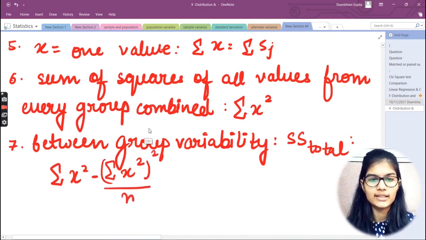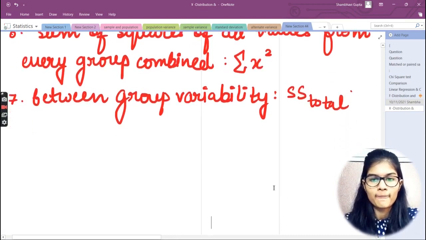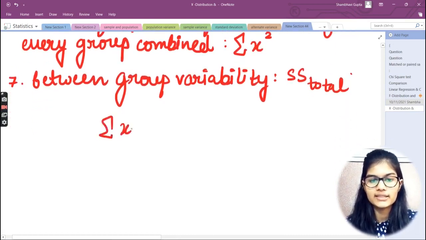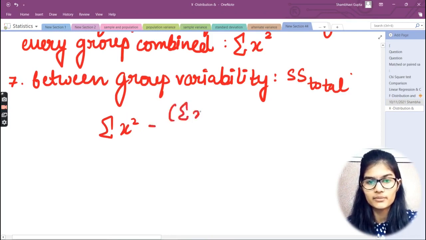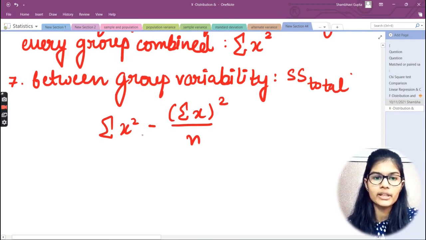Okay, one second. That's too much mess right here, so let me go down and get some space to write. Fine. The formula we have for this is sigma x square minus, in brackets, sigma x, with a square above the bracket, divided by n. Yes, this is the formula we have for the between group variability: sigma x square minus sigma x whole square divided by n.